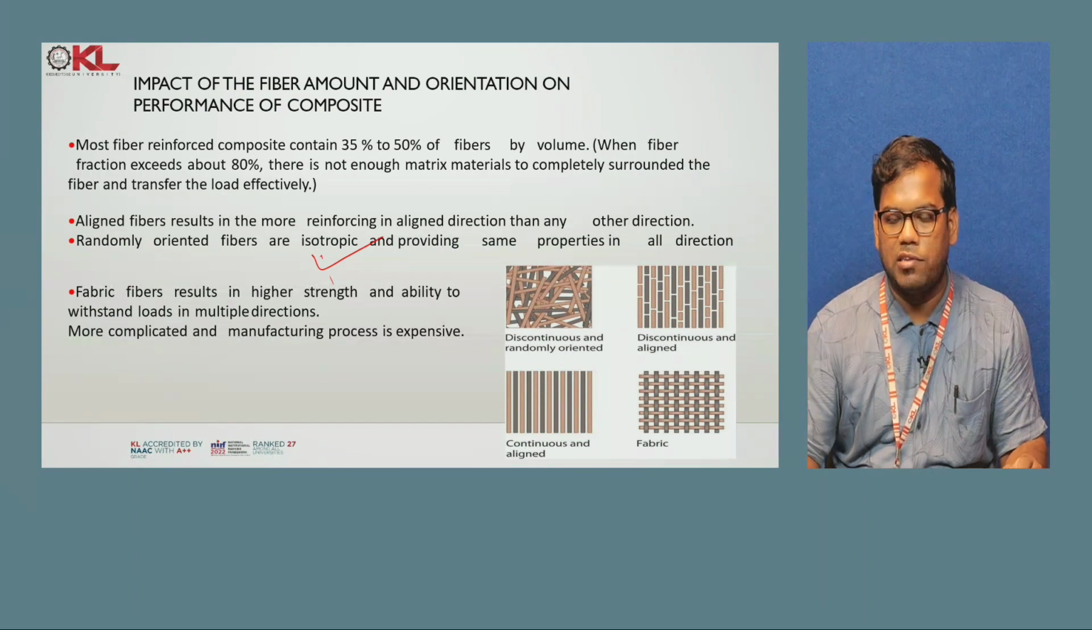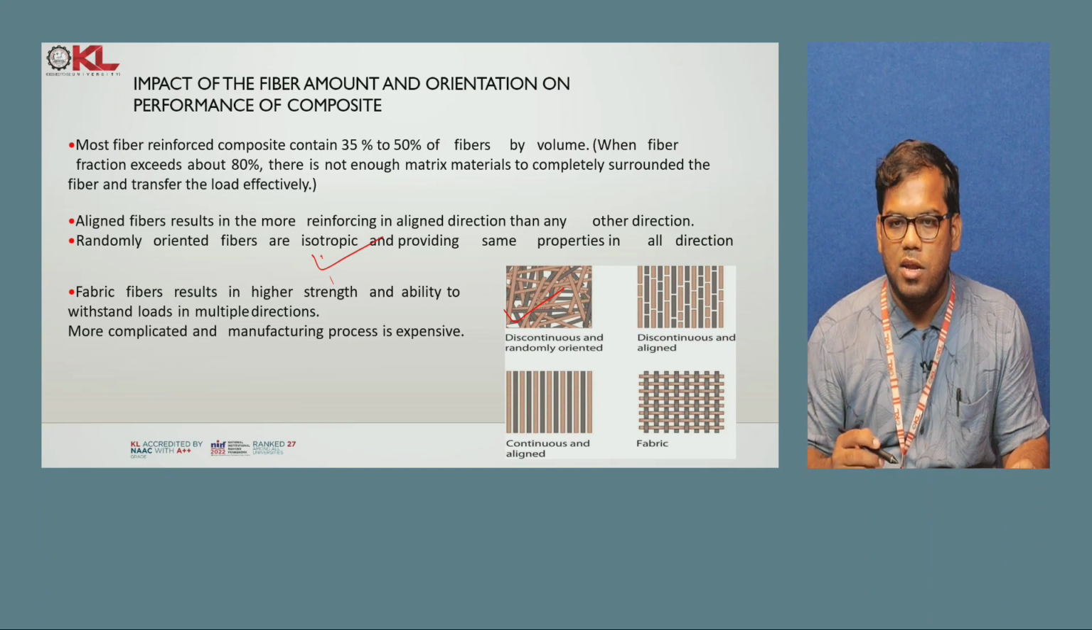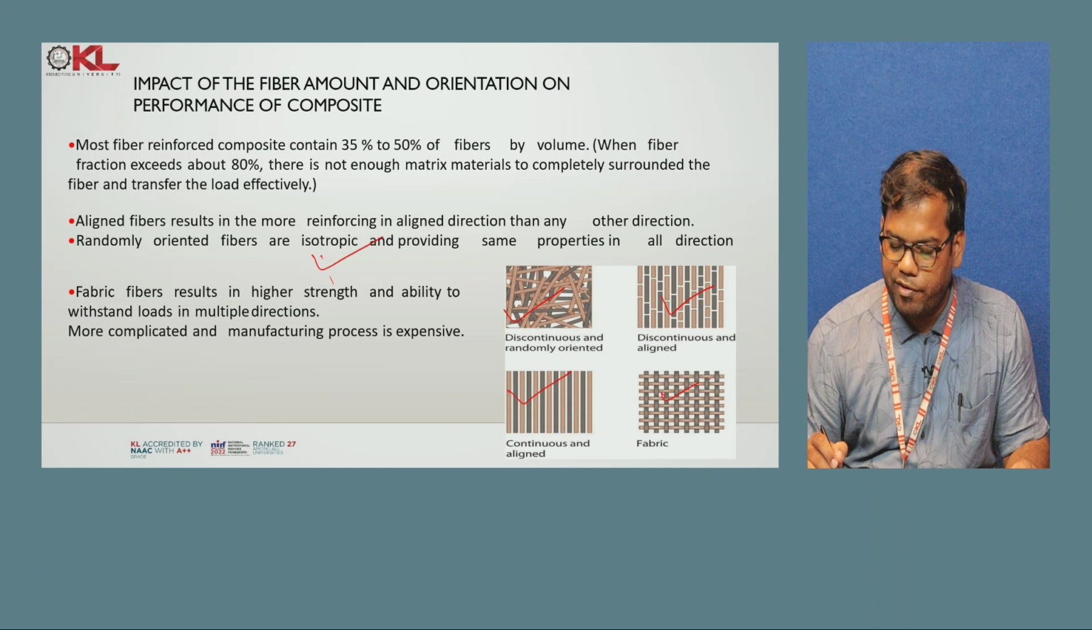These are some examples of discontinuous, randomly oriented fiber. Discontinuous and aligned, continuous and aligned. Here is a fiber woven structure.